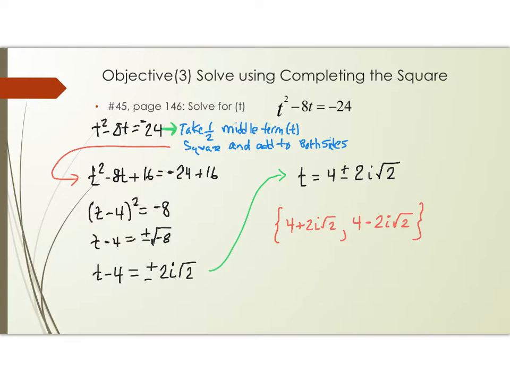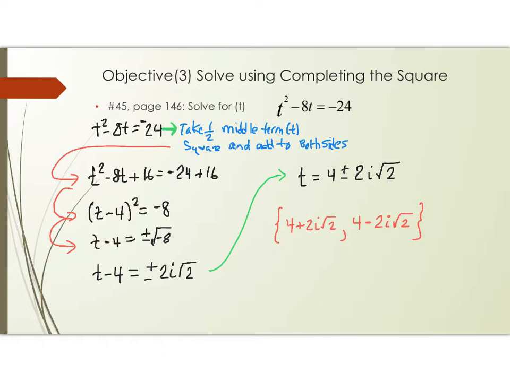Now I can complete the square over on the left-hand side. I get (t minus 4) squared. That makes it the perfect square. I can combine the numbers on the right-hand side, and I get a negative 8. Now I use the square root principle, which is t minus 4 is equal to plus or minus the square root of negative 8.